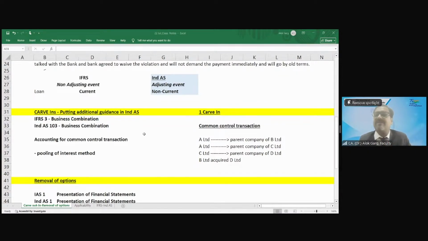And this standard is business combination. This is a sibling, a counterpart of AS 14, accounting standard 14. You must have heard about accounting standard 14, right? Accounting for amalgamation. This is Ind AS 103, which also deals with accounting for merger and acquisition, accounting for amalgamations. And the name is business combination. In IFRS, it is IFRS 3. In Ind AS, it is Ind AS 103.